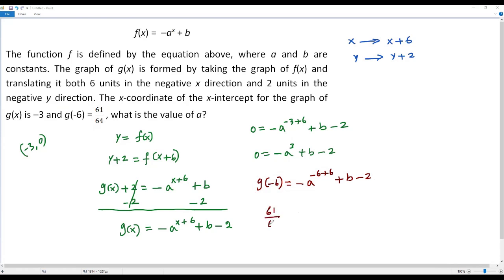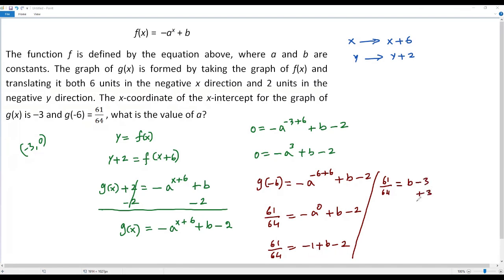Let me plug in. Okay, here negative a to the power of negative 6 plus 6 will become 0, plus b minus 2, equals 61 over 64. The value of a to the 0th power is just 1, that is negative 1 plus b minus 2. Okay, let me continue over here. That is 61 over 64 equals b. When I combine negative 1 and negative 2, I am getting negative 3.